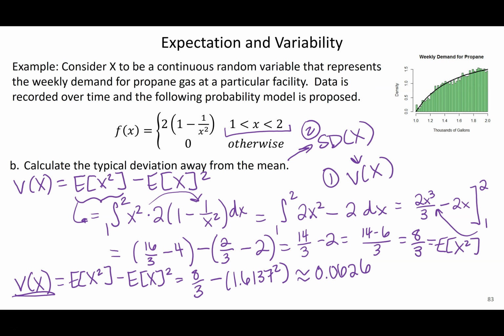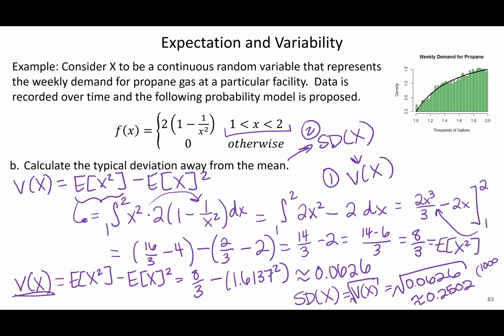So things to note, I found the variance of X. I haven't quite answered my question, so almost though. Standard deviation, now I need to square root my variance. So square root that 0.0626 number, and I get something like 0.2502. And it's still in 1,000 gallons. So a typical deviation from the mean is going to be about 0.2502 thousand gallons. So that would be our standard deviation in this scenario.